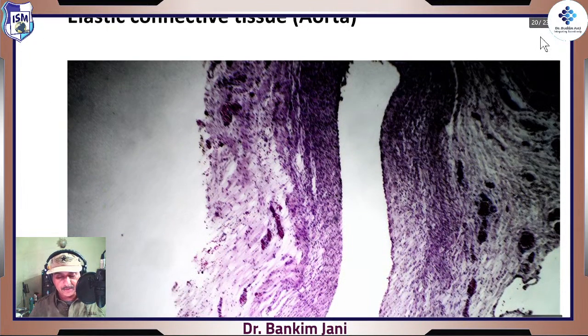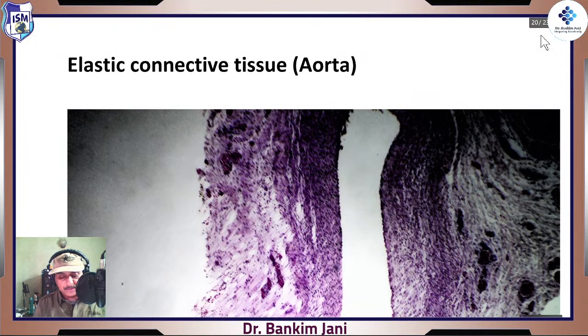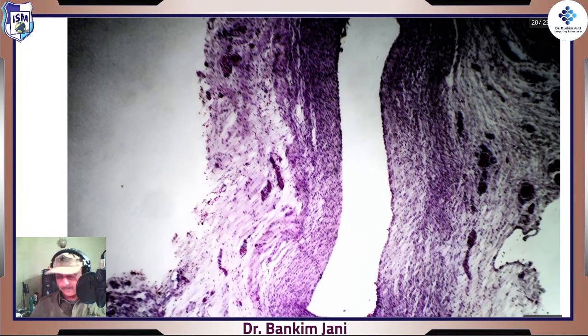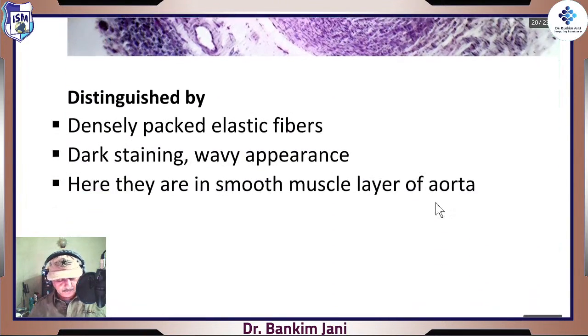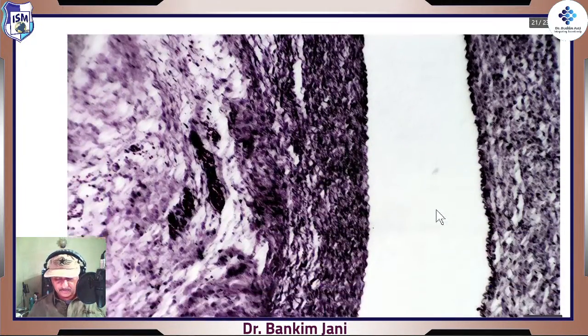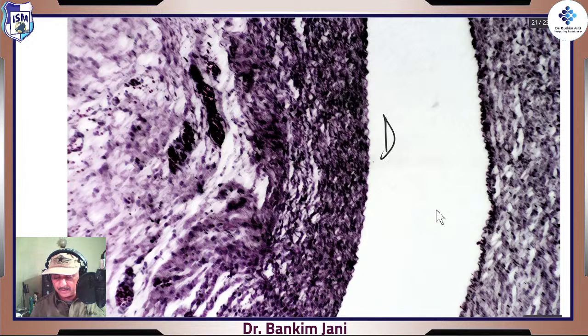And this is elastic connective tissue seen in the aorta. The idea itself is that it should stretch, but when it goes back, it should come back to its original state. So it has high elasticity and should not break. Densely packed, dark staining, wavy appearance, and they are in the aorta. So this is how they are darkly stained, and pretty irregular.